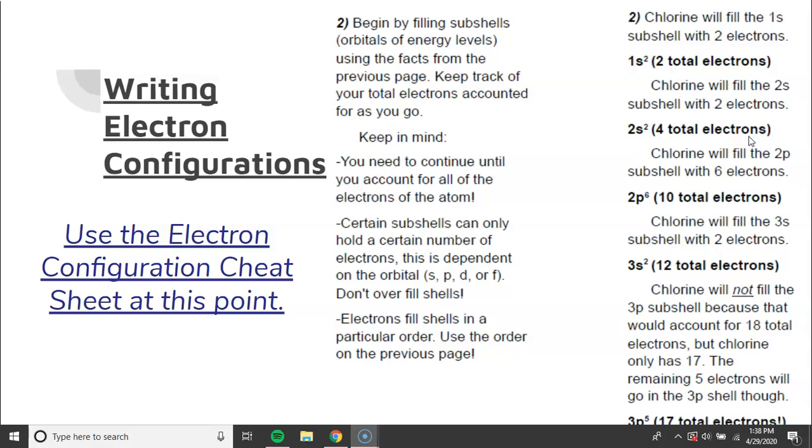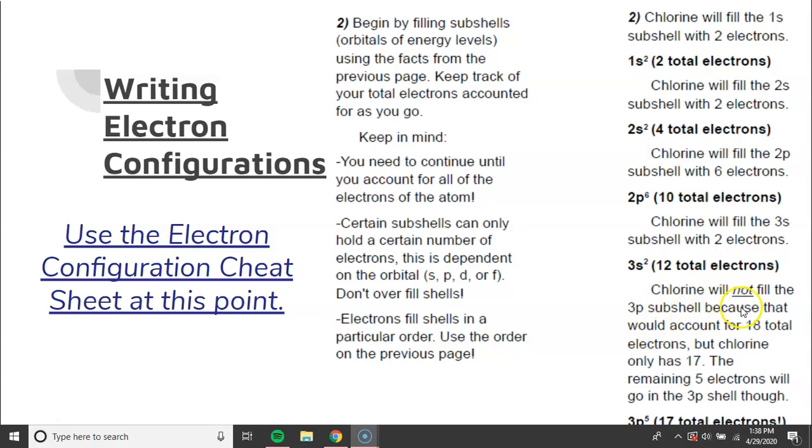Next, chlorine will fill the 2p subshell with 6 electrons. That means I'm up to 2p6, which is a total of 10 when I count back the 2 previous s subshells. I still haven't hit 17, so I've got to keep going. Chlorine will fill the 3s subshell with 2 more electrons. Now I'm at 3s2, for a total of 12 when I count the 2p6, the 2s2, and the 1s2.